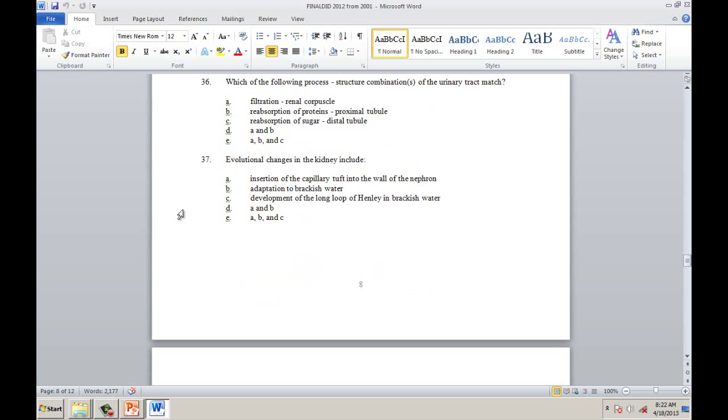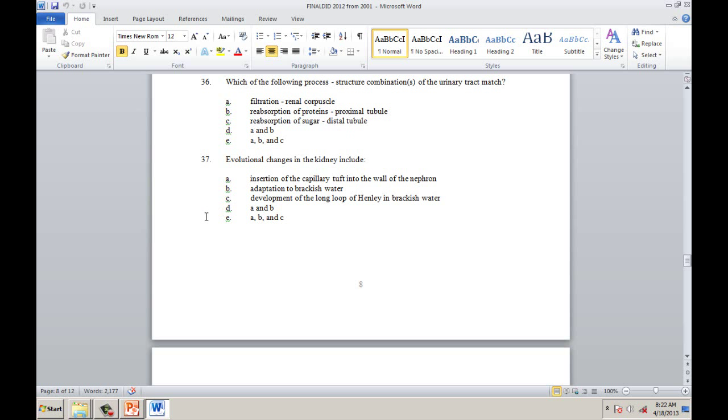More questions from the final exam. This is number 36. Which of the following process-structure combinations in the urinary tract matches? Filtration, renal corpuscle? Yes. Absorption of protein, proximal tubule? Yes. Reabsorption of sugars, distal tubule? No. It's the proximal tubule.